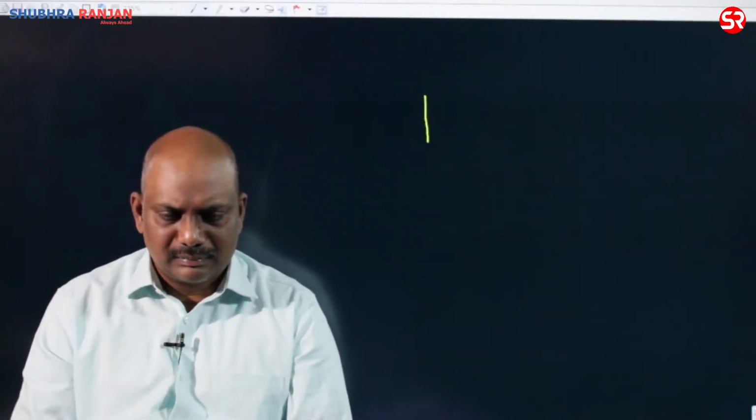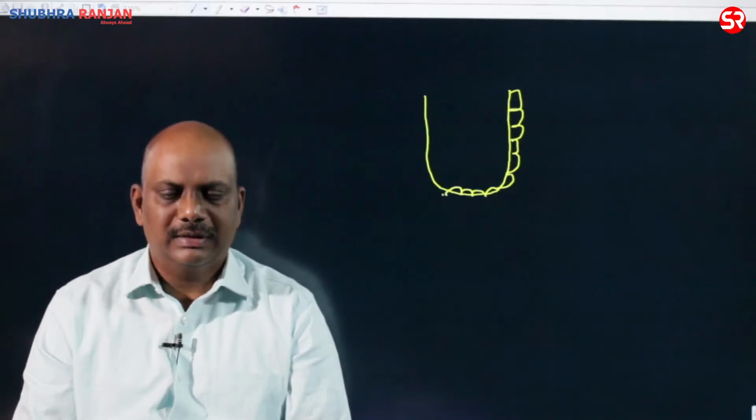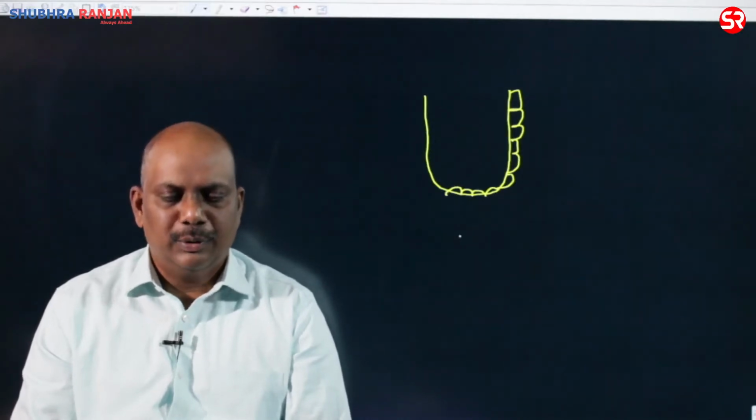For the most primitive apes, the teeth are arranged in a U-shape. In the lower jaw, three molars, 2 premolars, 1 canine, 1, 2, 3, 4 incisors. This is U-shaped, right?